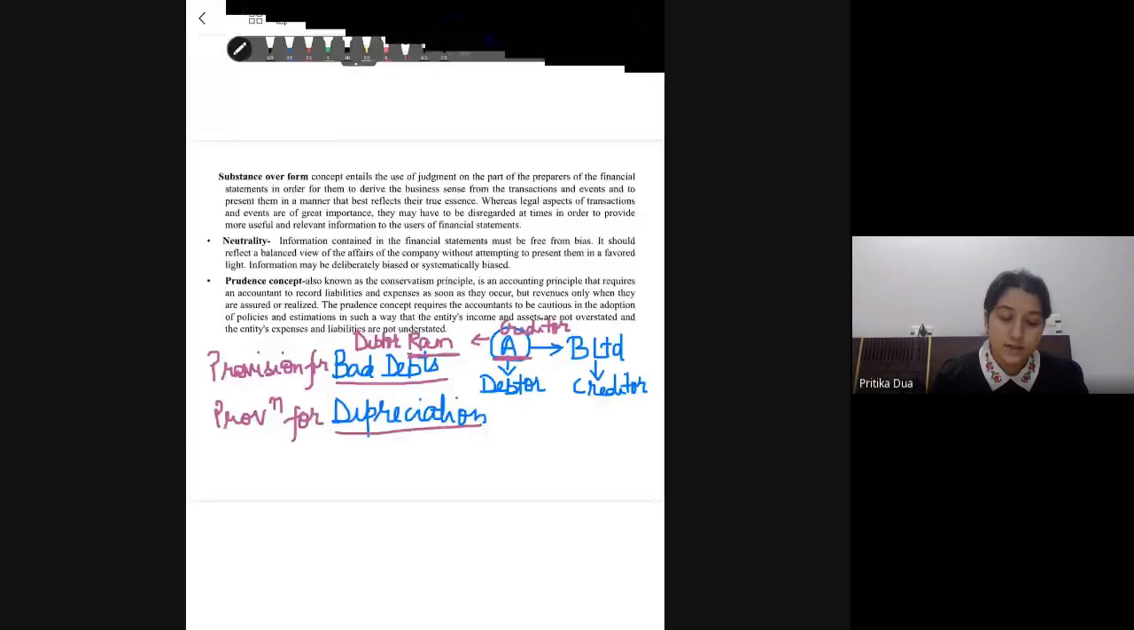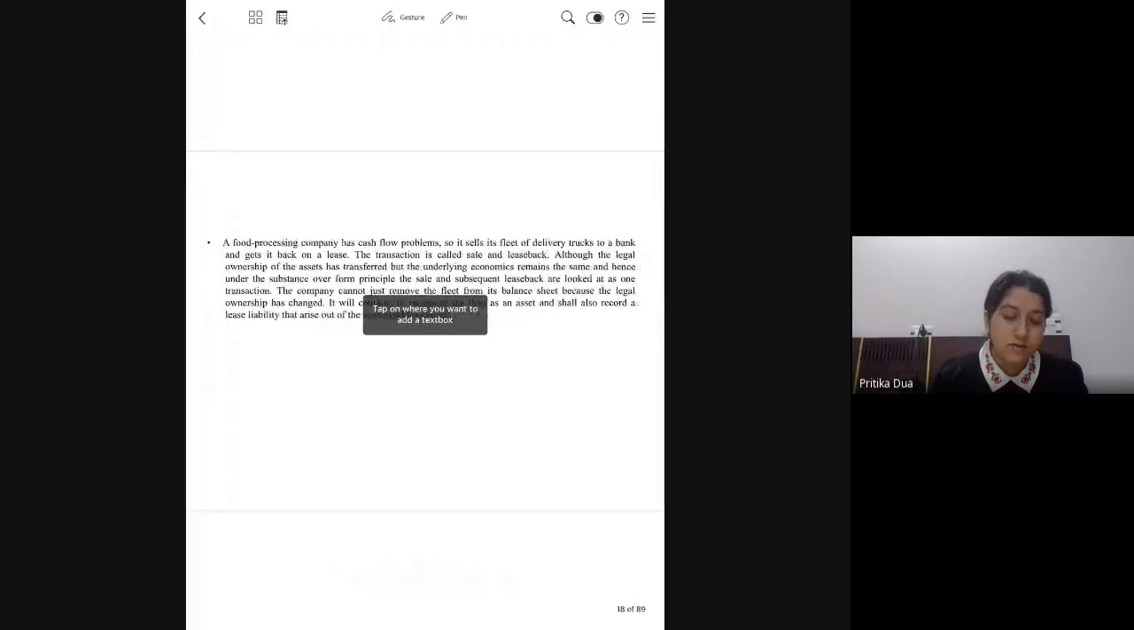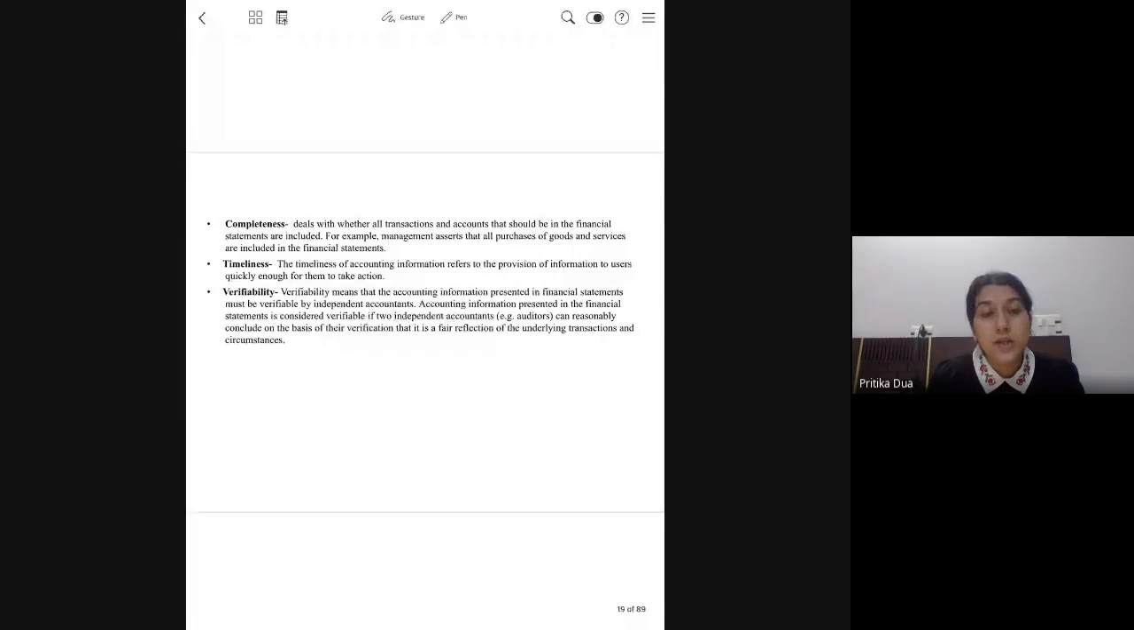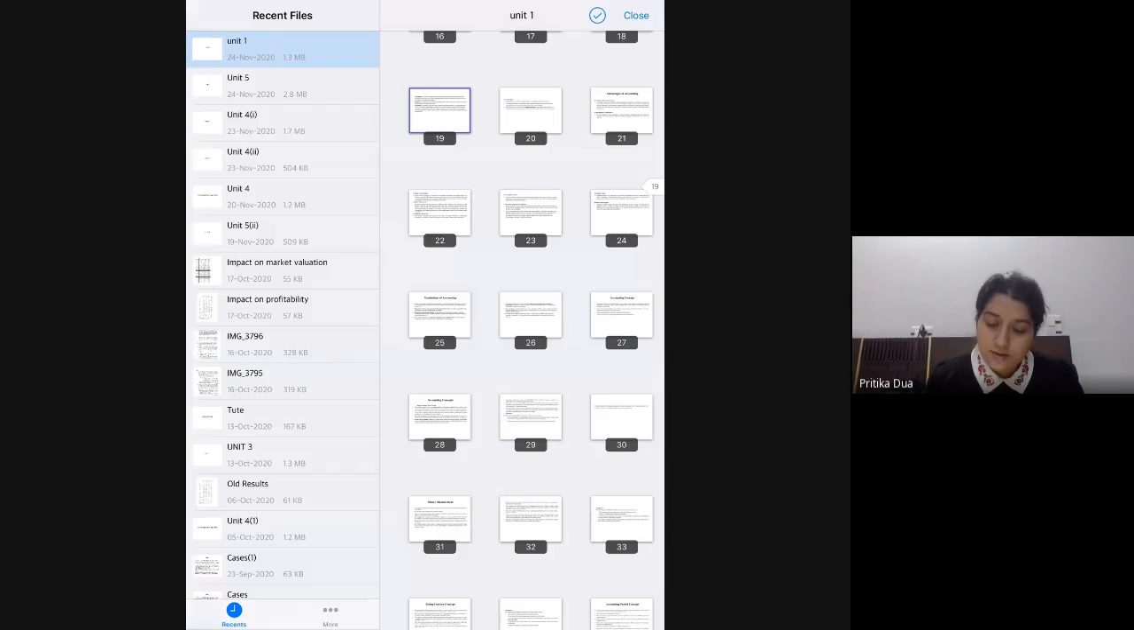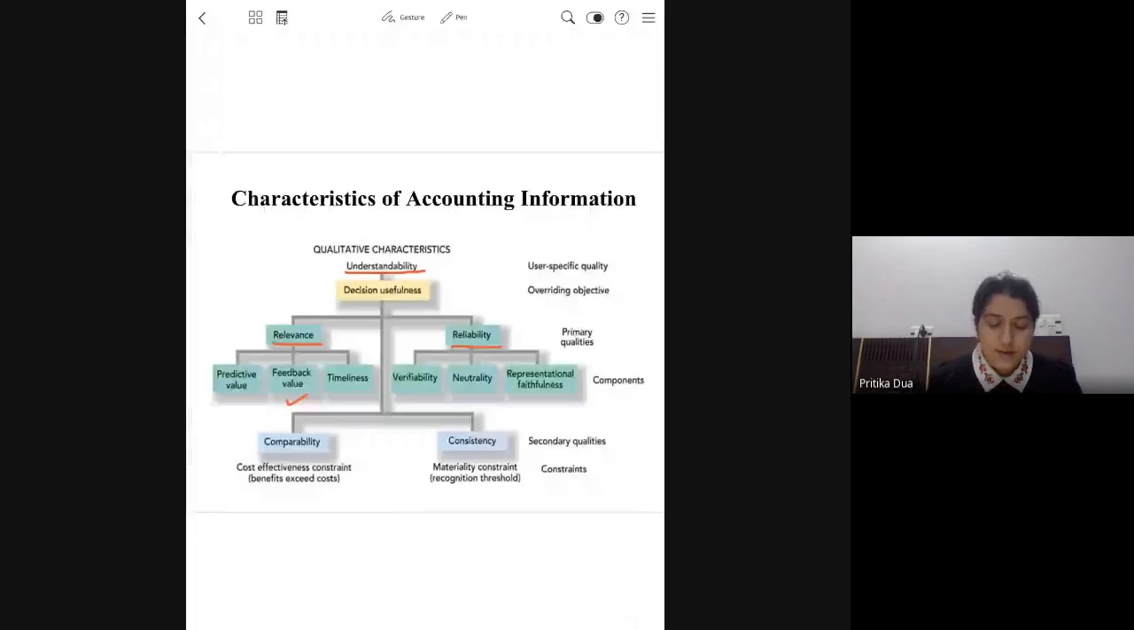Okay, after that, all information, all accounting information should be complete. Do not miss out on any information which can affect the decision making by any of the parties. Okay, so let's come back to this. All this comes under representational faithfulness, and then any useful decision should meet both these parameters, comparability and consistency.